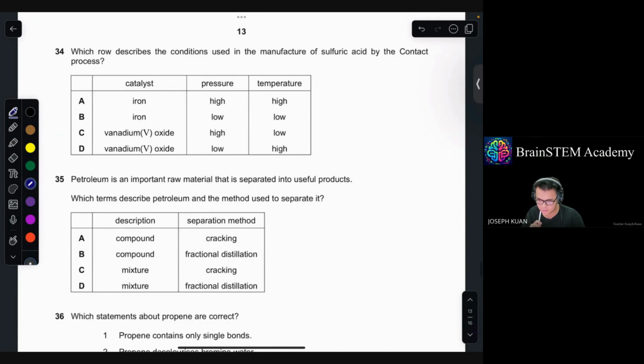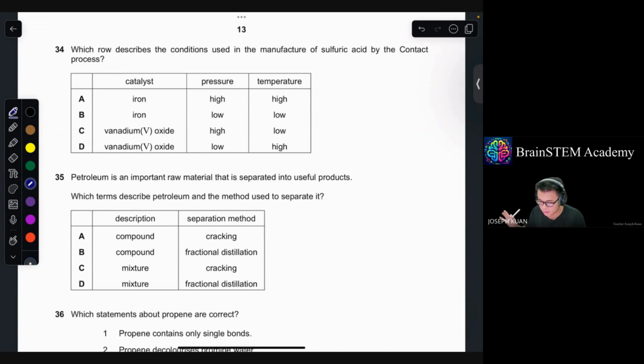All right, moving on to question 34. Which row describes the conditions used in the manufacture of sulfuric acid by the contact process? So this one is memorized. It has to be vanadium(V) oxide, and then at a low pressure but high temperature. Right? So for this question also, if it appears in paper 4, the (V) is important. All right, please write down vanadium(V) oxide for your answers if, let's say, this appears in paper 4.